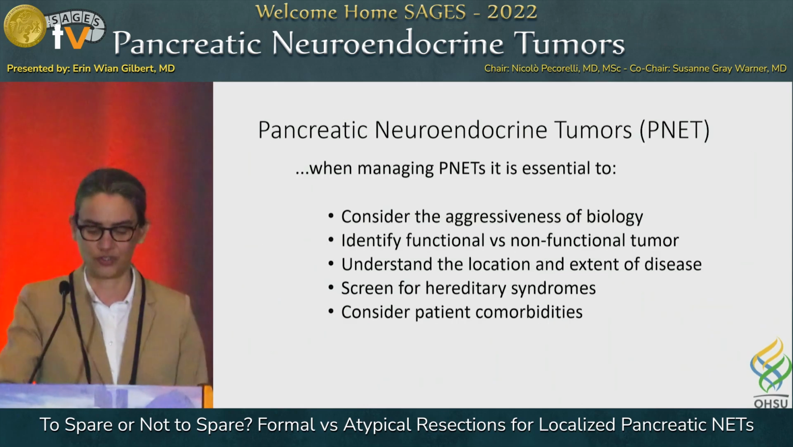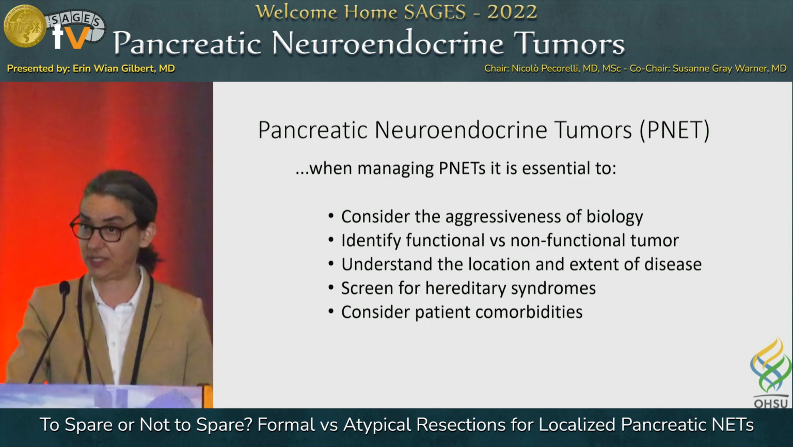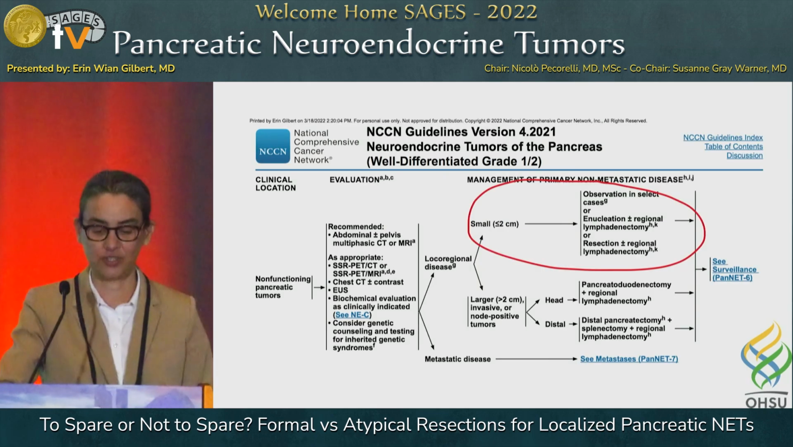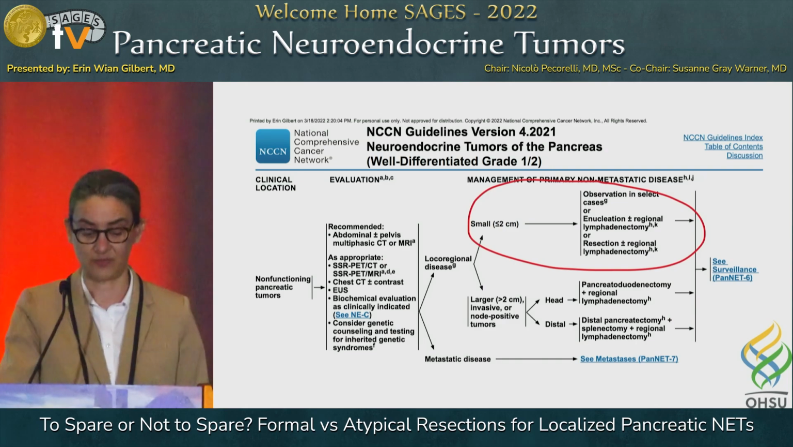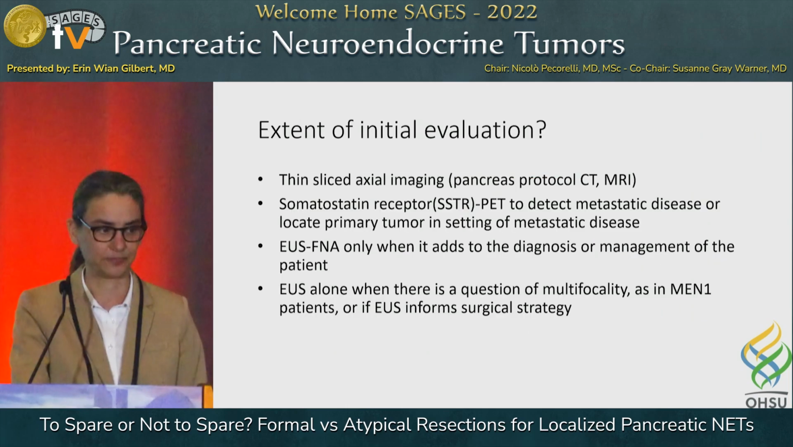So when identifying surgical options for patients with pancreatic NETs, it's important to differentiate tumor from cancer, to differentiate functional from non-functional, to consider the location and extent of the tumors, screen for hereditary syndromes, and also to consider, of course, the patient. So in regards to the treatment algorithms for these smaller localized pancreatic NETs, the focus of this talk, the treatment options are basically dealer's choice. They range from surveillance, as we've just heard, to more formal resections. And I'm hoping to bring some clarity to this decision in this talk.